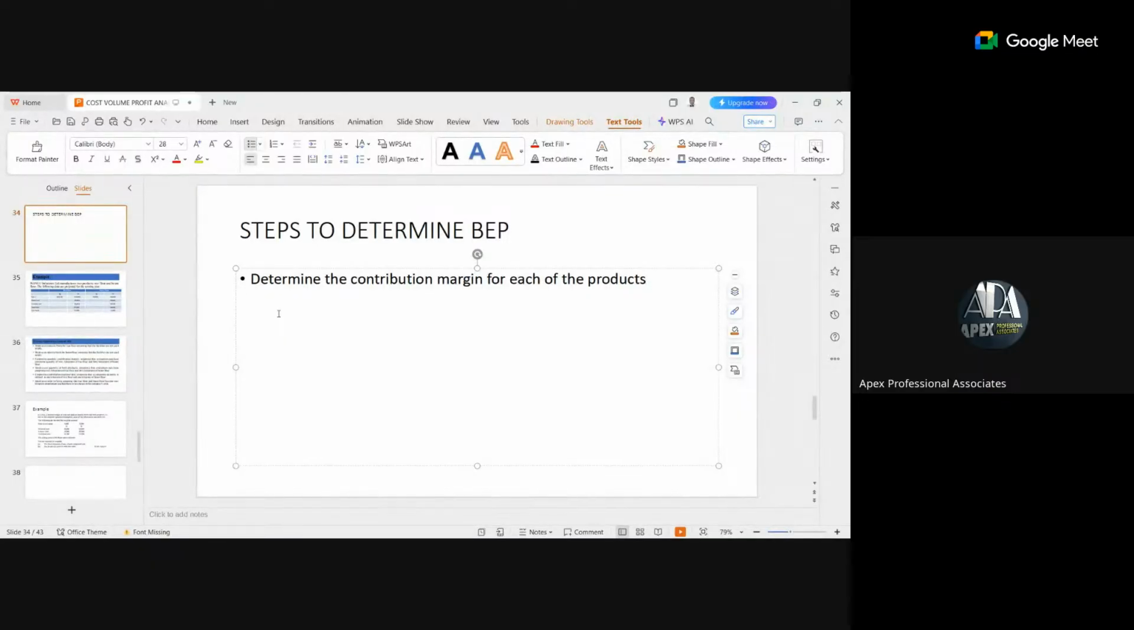And how do you determine that? Selling price minus what? Minus variable costs. Selling price minus variable cost. That is the first step that you need to work on. Step two.